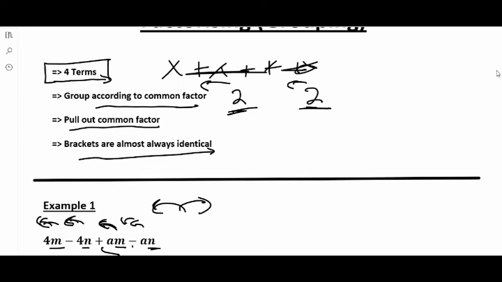The brackets need to always be identical. Okay? Once the brackets are identical, you're home free. Okay? The only thing that gets a little bit confusing is when you have to pull out negatives. When you pull out negatives, all the other signs change. Okay? So sometimes you have to just play around with the negatives. Okay. I hope I did a good job there.